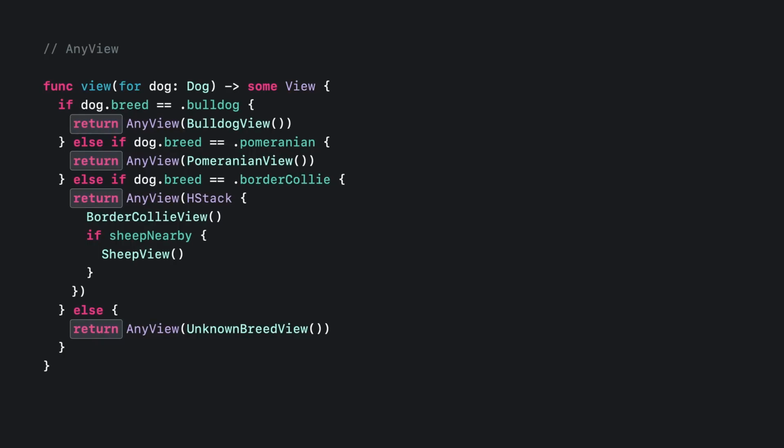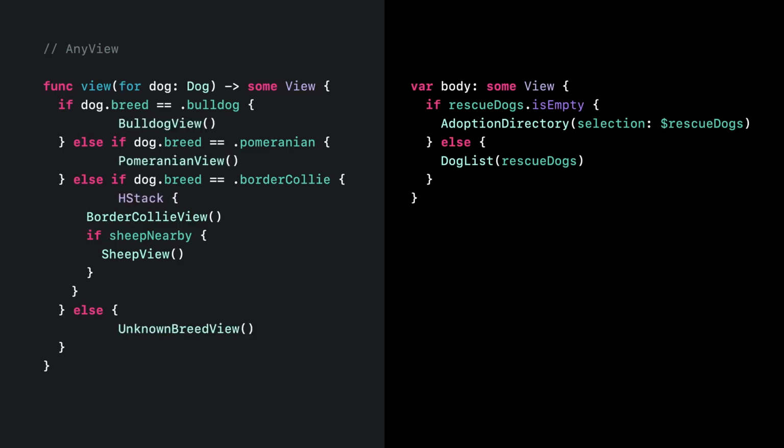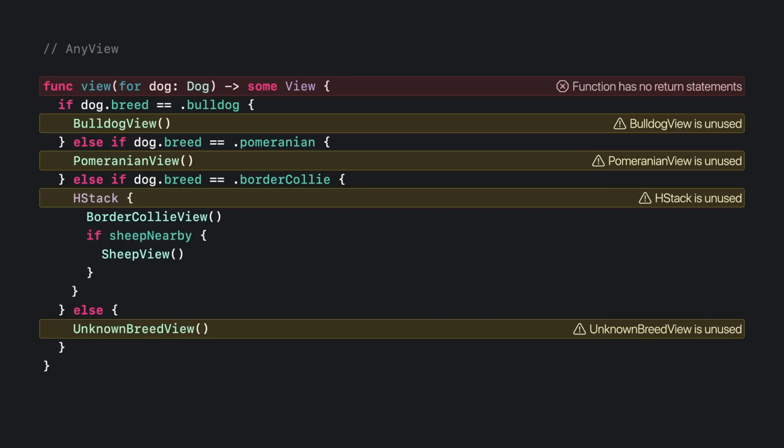As we saw earlier, normal SwiftUI view code can use if statements that return different types of views. But if we try just deleting the return statements and AnyViews from our code, we see some errors and warnings appear. This is because SwiftUI requires a single return type from our helper function. So how can we avoid these errors?